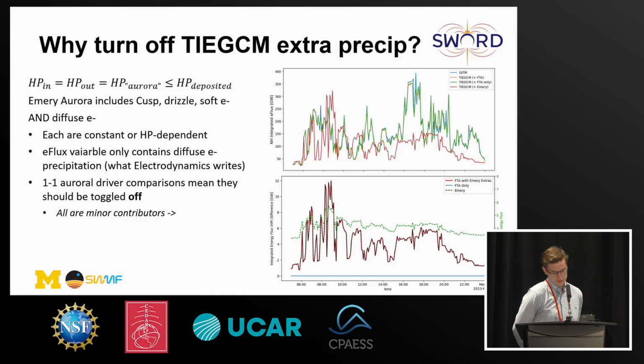It also changes the signature of the storm because FTA is driven by AE, where Emory is driven by IMF and Kp, cross-tail potential, et cetera.